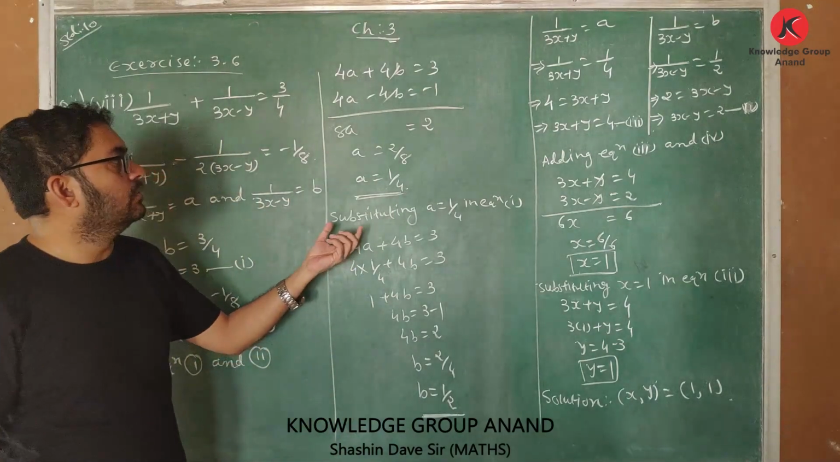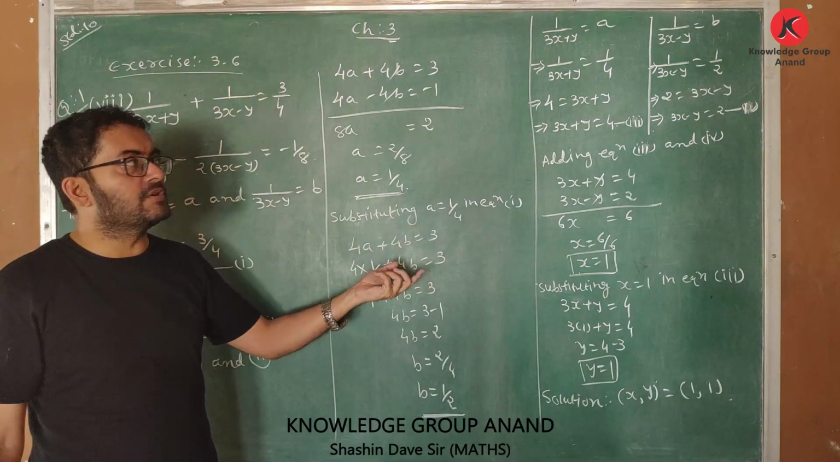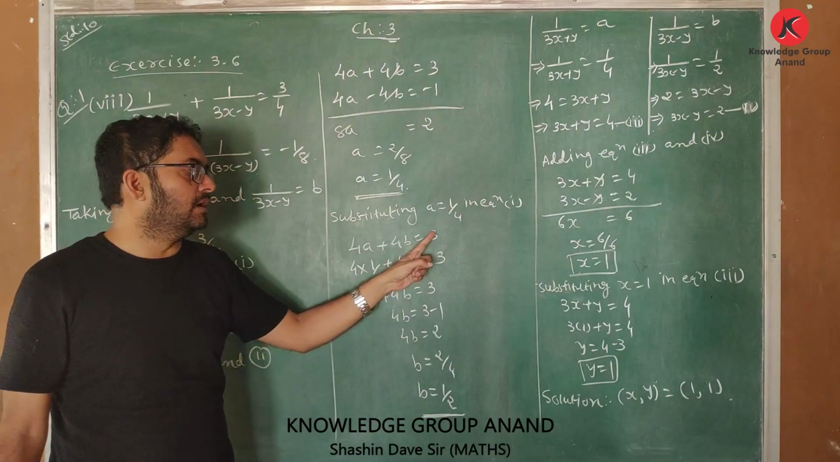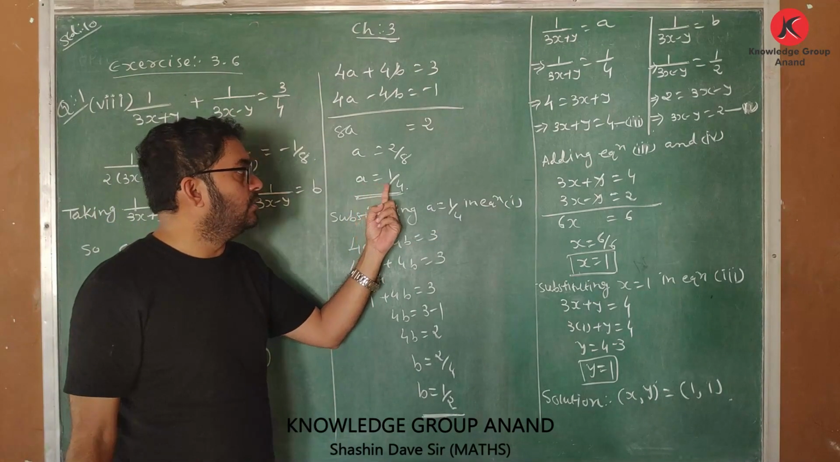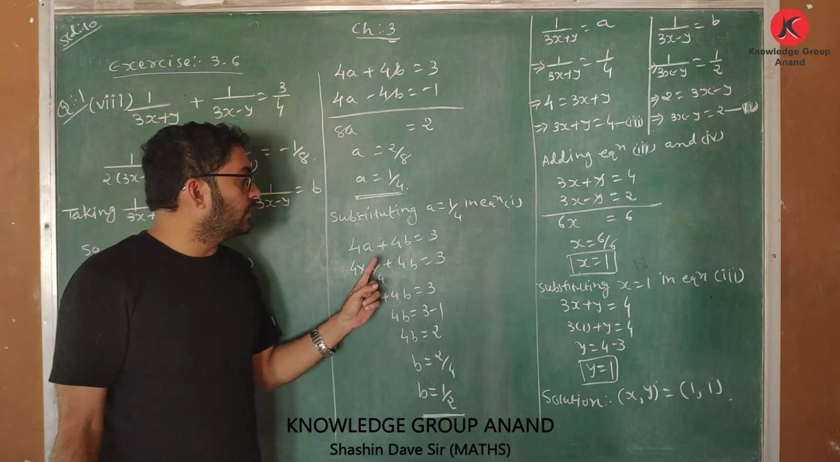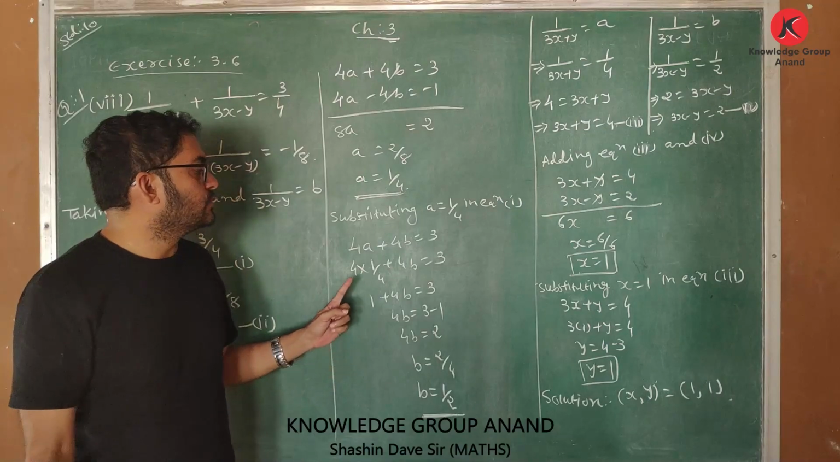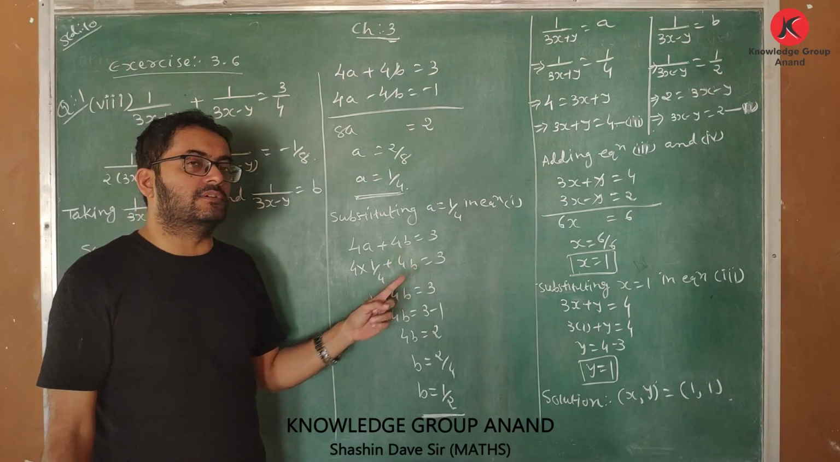Okay, now I will substitute this value of a in either of the equations. I have substituted in this equation, that is 4a plus 4b is equal to 3. But as we just found out, the value of a is 1 upon 4. So instead of a, I will write 1 upon 4. So now I have 4 into 1 upon 4 plus 4b is equal to 3.